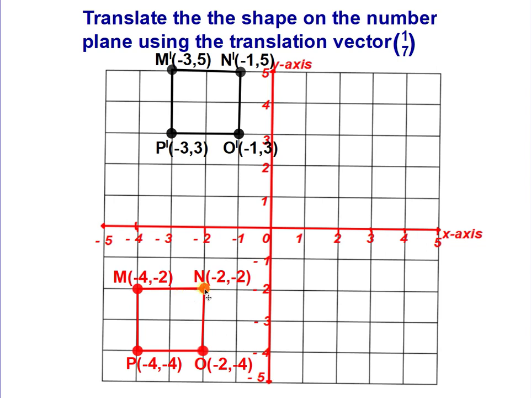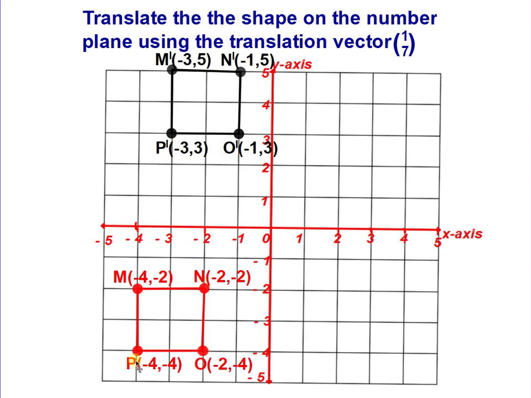Now we also have N here. You move 1 to the east, then you move 7 up. So at this point, let's move 7 up. We have 1, 2, 3, 4, 5, 6, and 7. We also get our N prime, which is the image of point N.